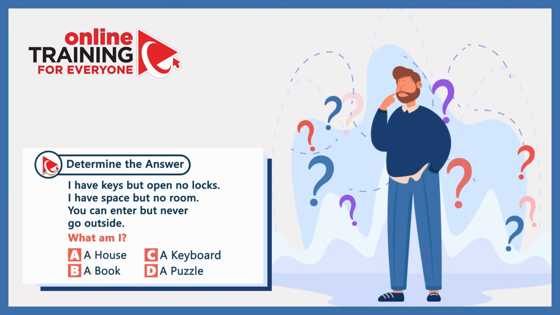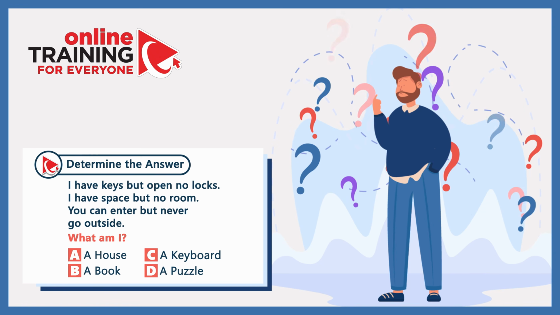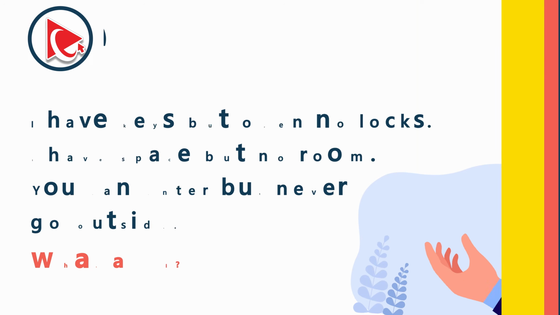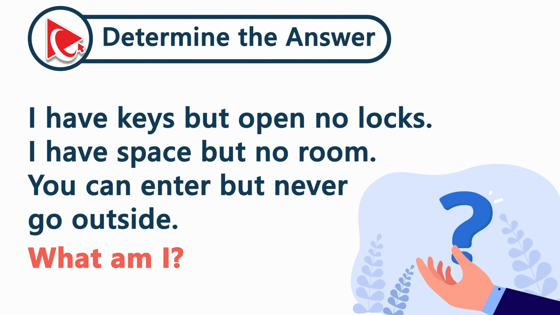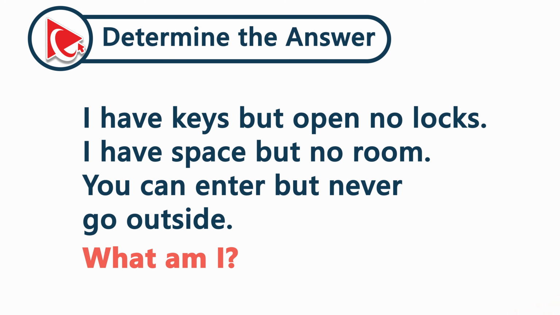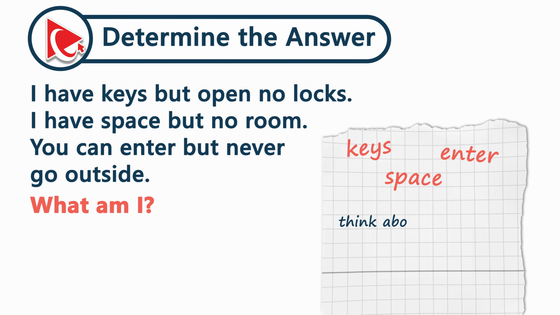Let's test your logical reasoning with this clever question. It sounds strange at first, but the clues are all there. But only if you pay attention. I have keys but open no locks. I have space but no room. You can enter but never go outside. What am I? Pause for a second. What do you think? Each clue sounds familiar. Keys, space, enter. But think about how they might connect in a non-literal way.